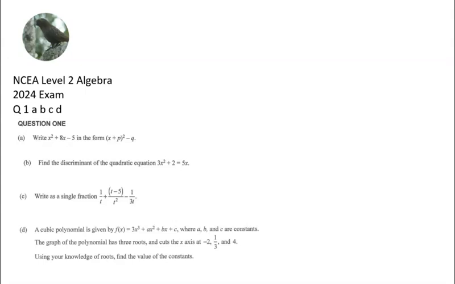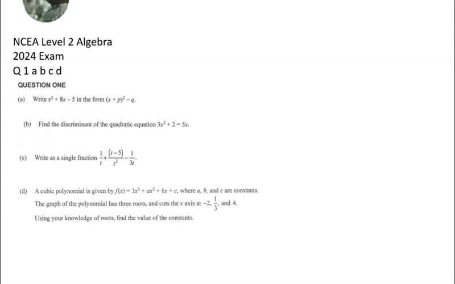Kia ora koutou. In this video, I'm going to go through the first 4 questions in question 1 of this year's Level 2 Algebra paper. So the first one is one that, if I've taught you, you'll know that I really like. It's how to complete the square.